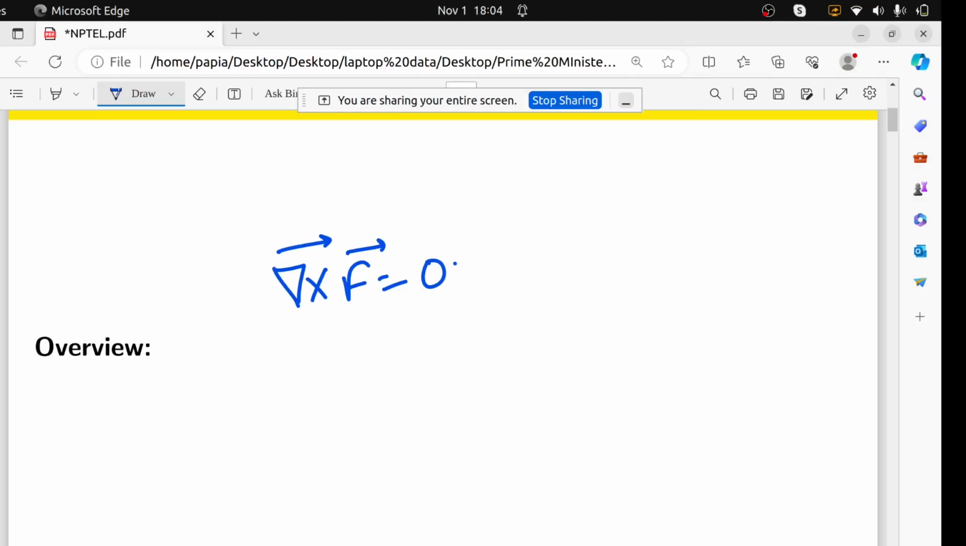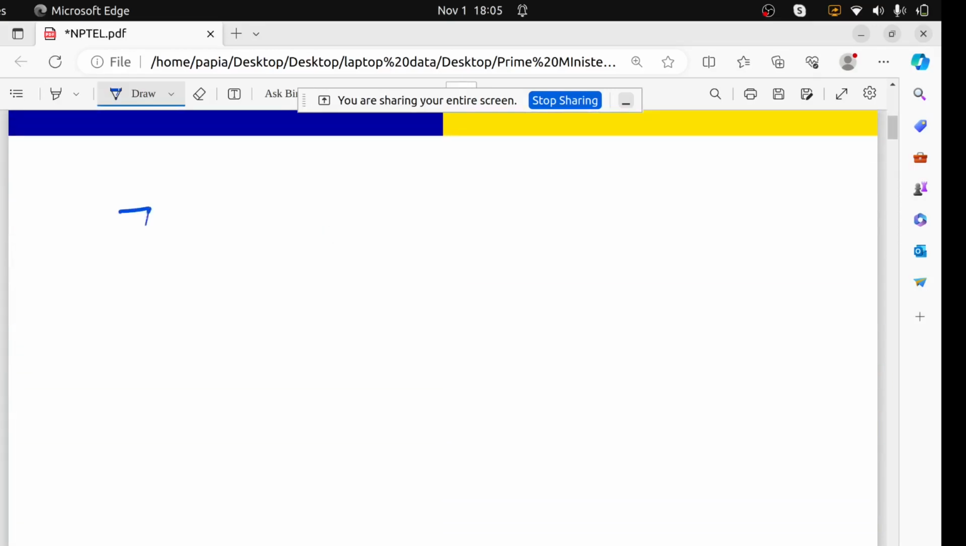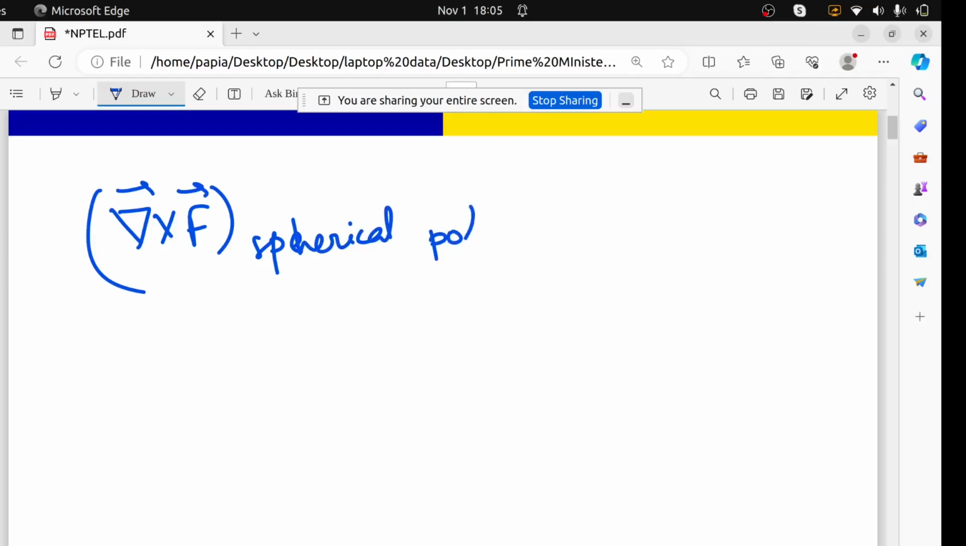So what will be the expression for the curl in terms of Cartesian coordinates? That's very simple. x cap, y cap, z cap, then del x, del y, del z, and then Fx, Fy, Fz. So this is for Cartesian coordinates. Now coming to spherical polar coordinates, what is the expression for this one? That we have to tell.